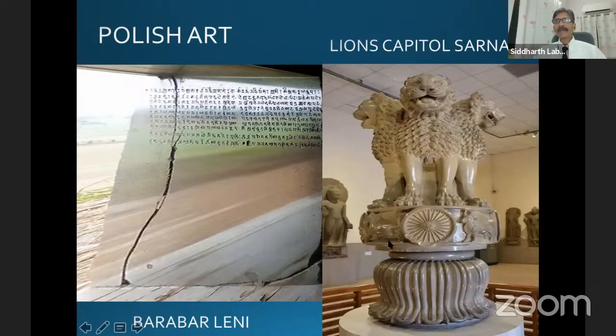On the right side, see the polish on the lion's capital. This is the original lion's capital. It is kept in the museum of Sarnath. So see the polish, and this polish has been tried again and again afterwards. After the Mauryan dynasty, it is lost. Now the people and the artists are trying to get this polish again, but they are not successful. So that was the beauty, and that was the art of the Mauryan dynasty.